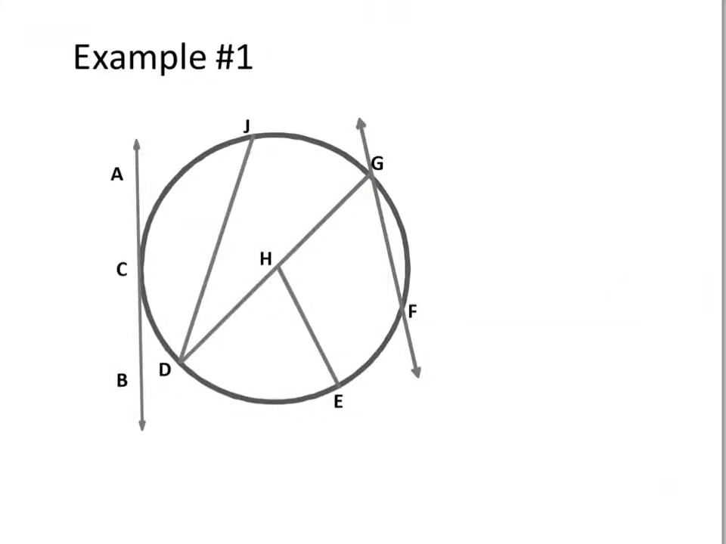Now, to identify in a circle what the difference between a chord, secant, and a tangent is, let me show you. First of all, this is named circle H, because H is the center. You have radii HG, HE, and HD. You also have diameter DG, which goes across and through the center. Now, the difference between a chord, secant, and a tangent is this. The chords that are on this circle are the following.